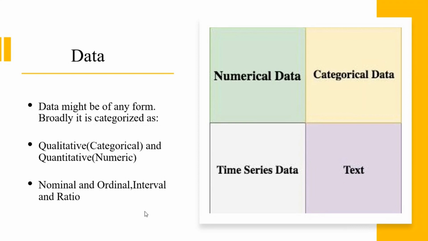Because the data which is categorical is qualitative data, which is nominal and ordinal. When I talk about nominal, no numeric values are involved. Something like if I ask your blood group, what do you say? You say A positive or O positive. You tell some name, some category. It is not numeric.